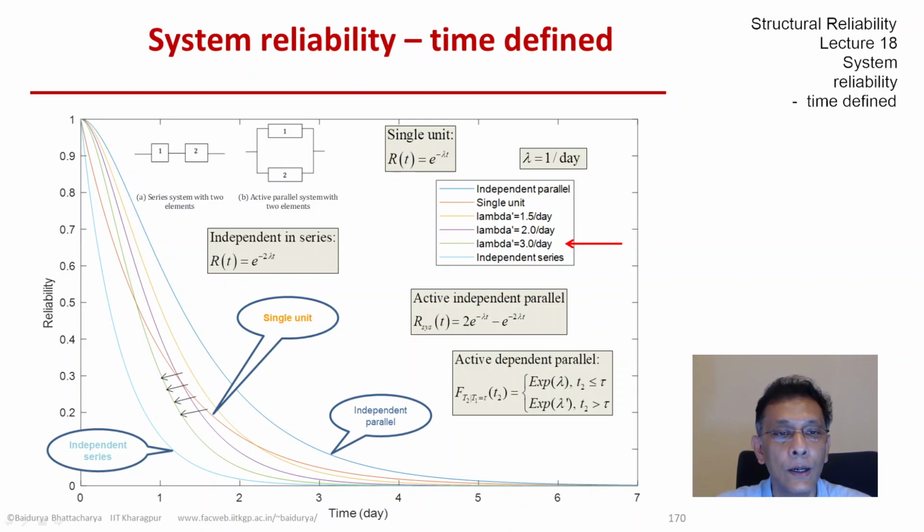So that's all on one graph. We have 6 plots. In the middle there is that single unit. On the top limit there is the independent parallel. On the lowest limit, there is the independent series, and in the middle there are the dependent parallels, and it becomes worse and worse as the dependence keeps increasing.